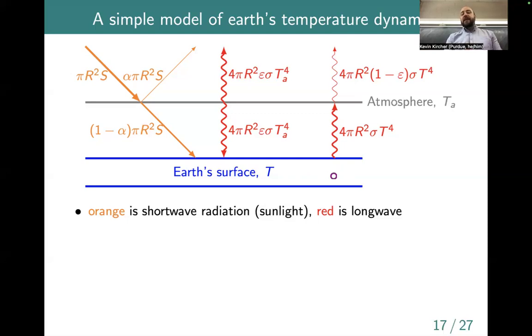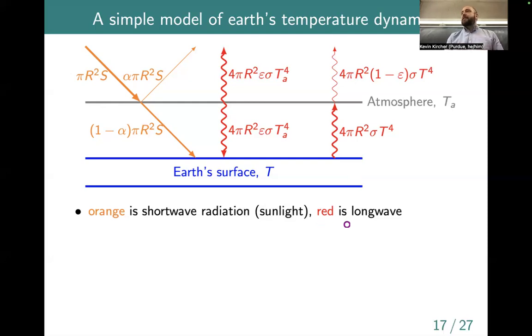Here I'm drawing this in a 1D way, but you can imagine all of this being spherical. Then we keep track of energy flows coming from the sun, and energy that goes back out into space from the Earth. The orange arrows represent shortwave radiation, basically sunlight, visible light, and also near visible wavelengths. And red is longwave radiation, also known as thermal radiation or black body radiation.